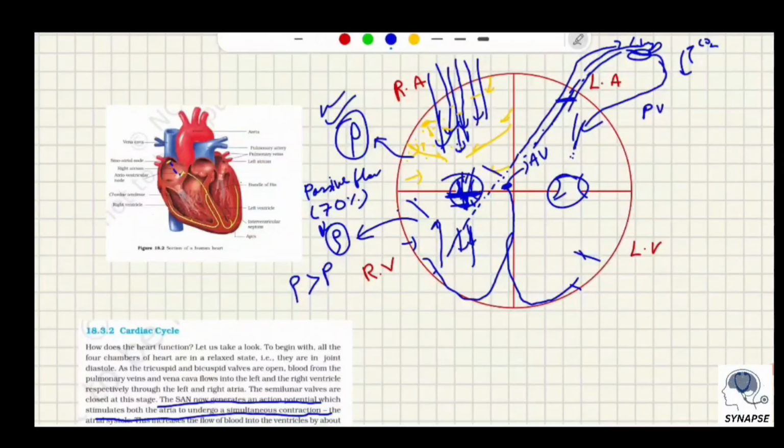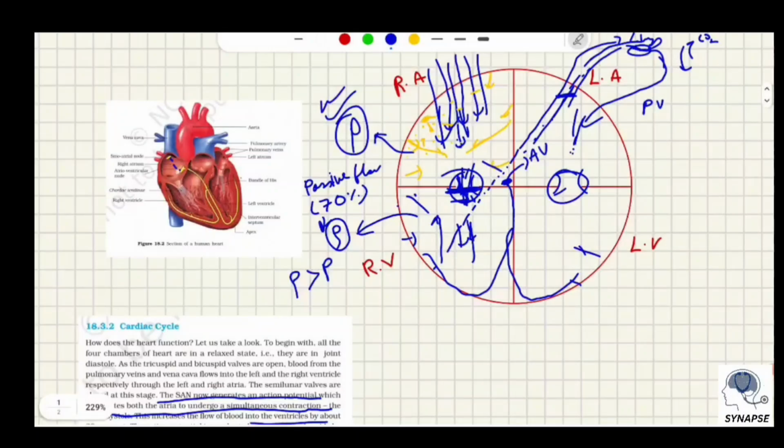So what will happen when this blood is flowing down? This blood will also flow there. As the right ventricle is contracted, the left ventricle will also contract, and there will be closure of this valve too. Simultaneous events are occurring here, and as there will be a contraction on both sides, this oxygenated blood will go out through the aorta to other organs.